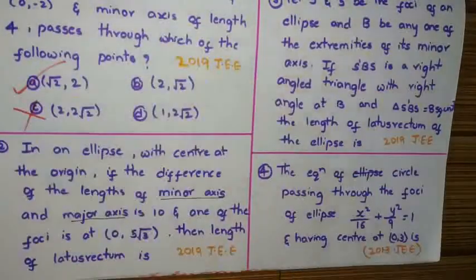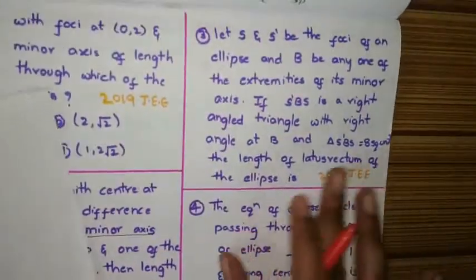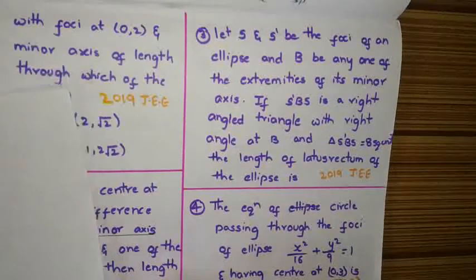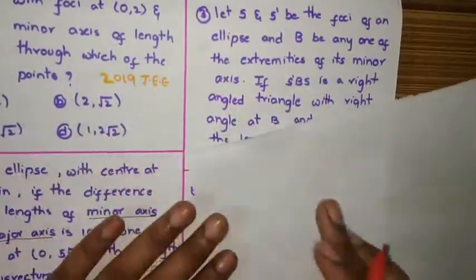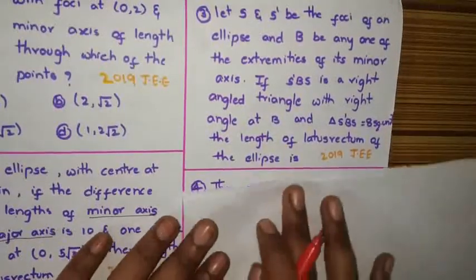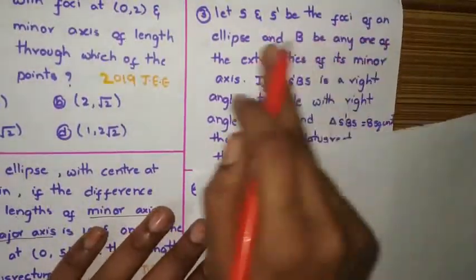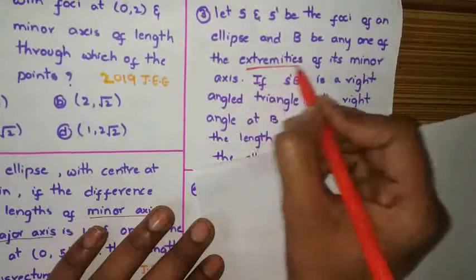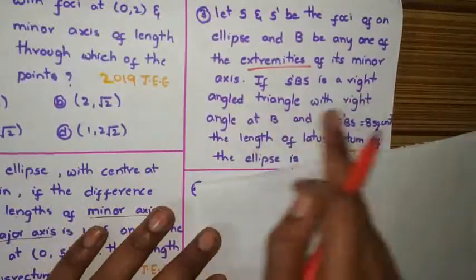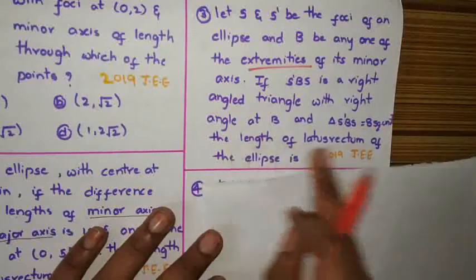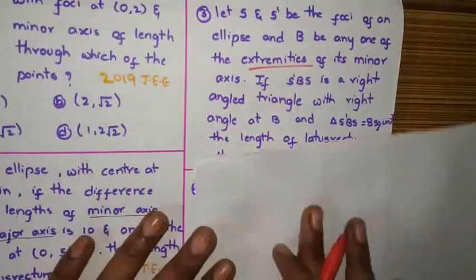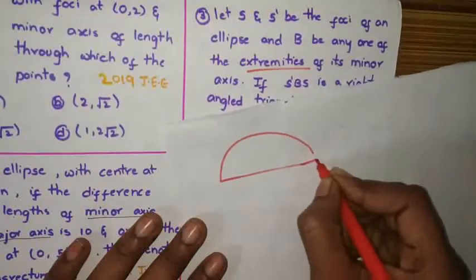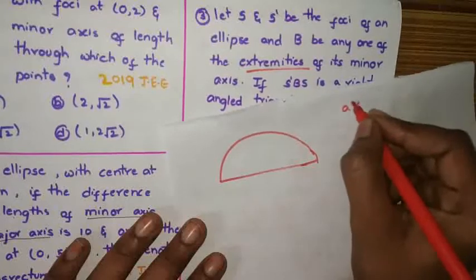Okay. Now see this third question. See, this is very important, let me tell you that. Read over. S and S dash are the foci of an ellipse and B is any one of the extremities of the minor axis, and that is a right angle triangle. Area is given. You have to find the latus rectum. Nothing is given about a less than b or a greater than b, so you need to take the common one, that is a greater than b.